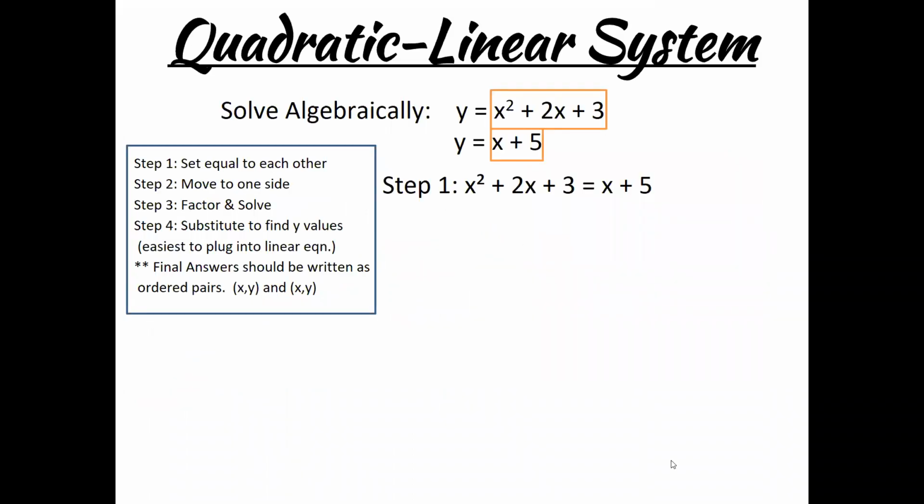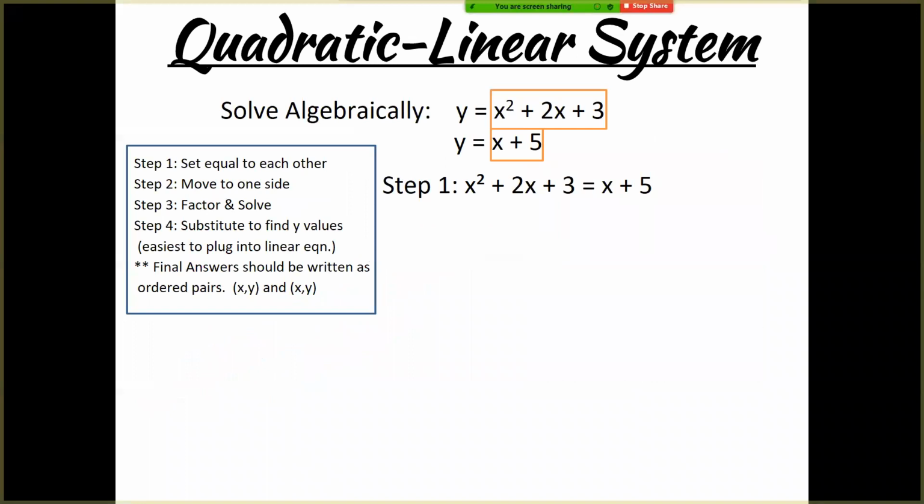So to do this, you're going to be given two equations. One of them is going to be a quadratic. It's going to have x squared in it. The other one's going to be linear. It's just going to be plain old x, just like you solved with in Algebra 1.